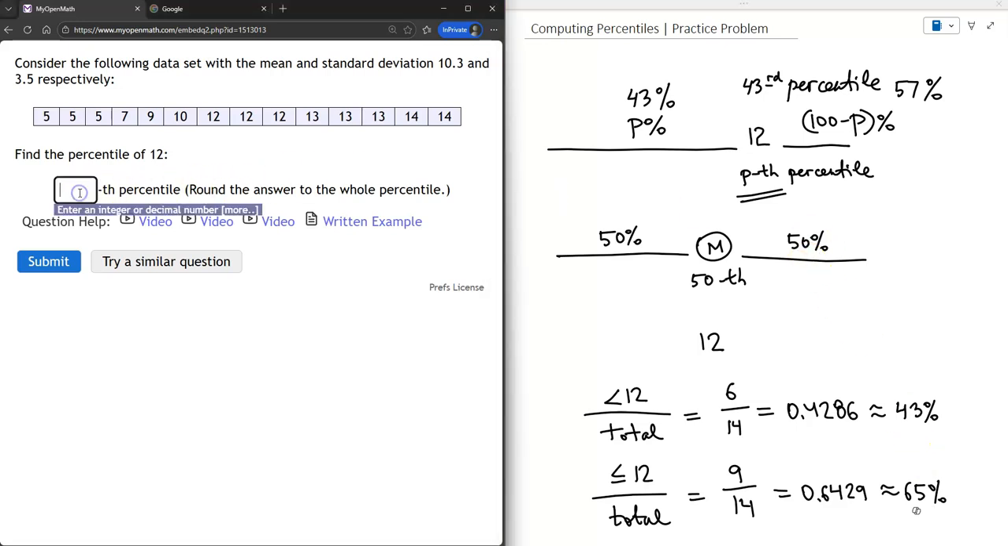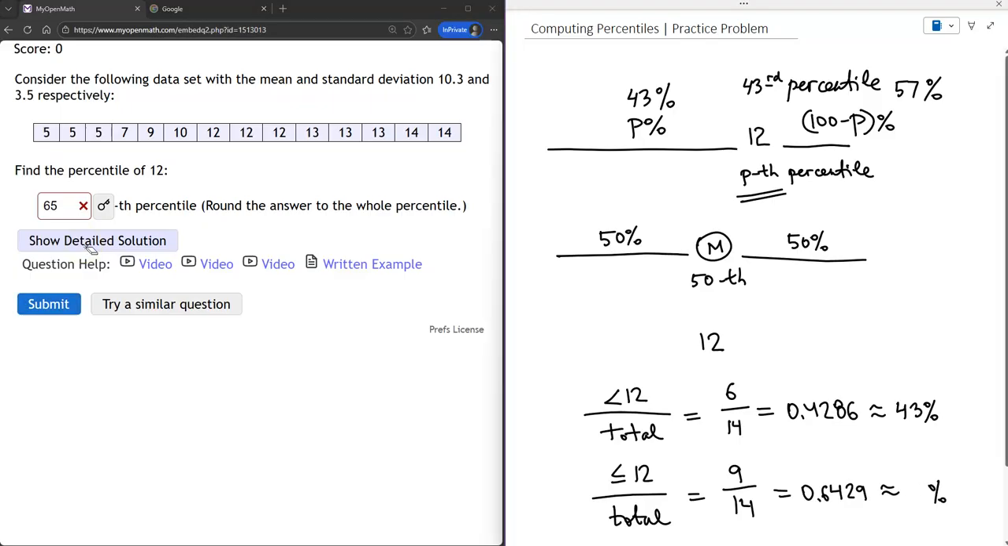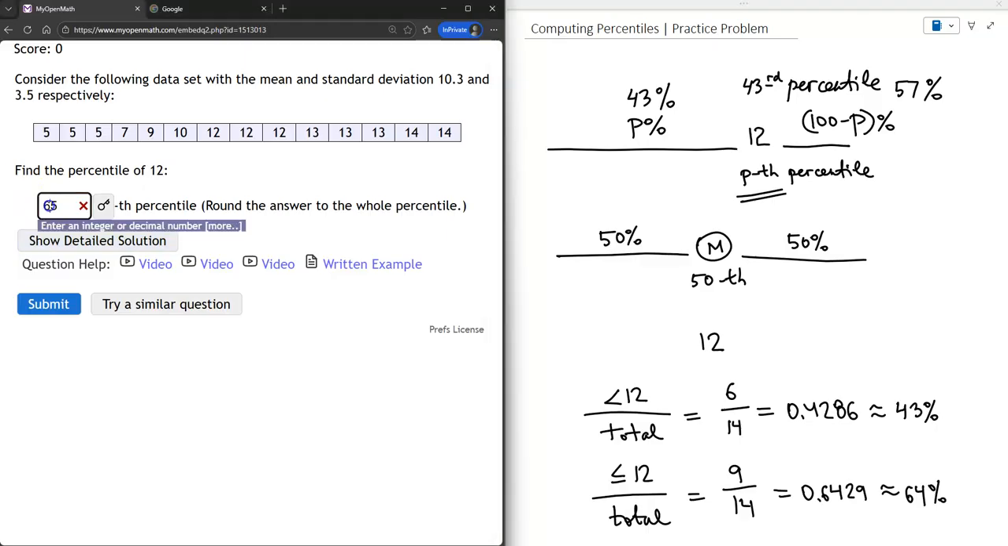It doesn't matter which one we answer here. 43rd will give us the right answer, and 65th will not give us the right answer. Why? Because 65 is not the right answer. 64 should have been here. 64 will give us the right answer as well.